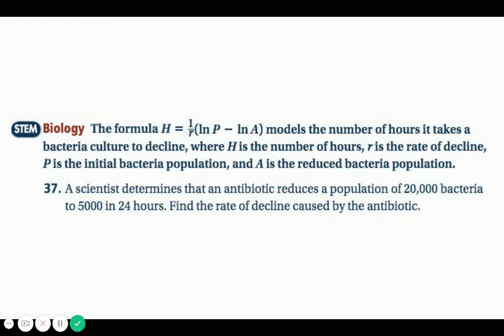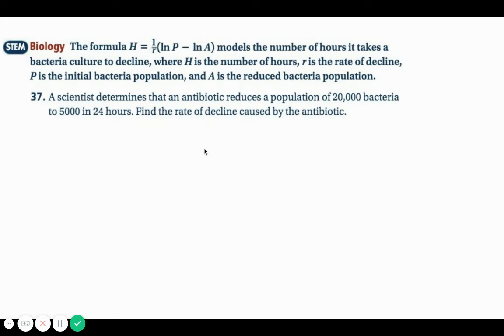So a scientist determines that an antibiotic reduces a population of 20,000 bacteria to 5,000 in 24 hours. Find the rate of decline caused by the antibiotic. So it's asking us for the rate of decline. We're going to have to restructure this equation, and we will, but first we're going to define our variables. So R is what we're looking for. H is 24 hours, P is 20,000, and A is 5,000. So let's plug that in to our new equation. So this is our new equation where we isolate R. Now it's R equals natural log P minus natural log A over H.